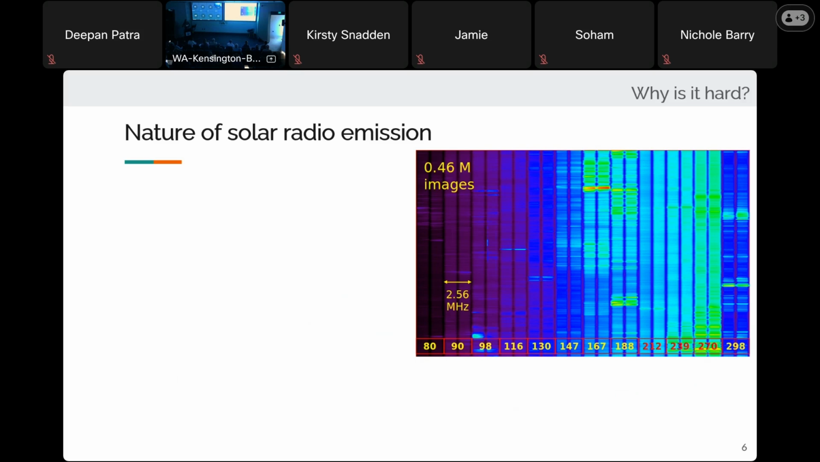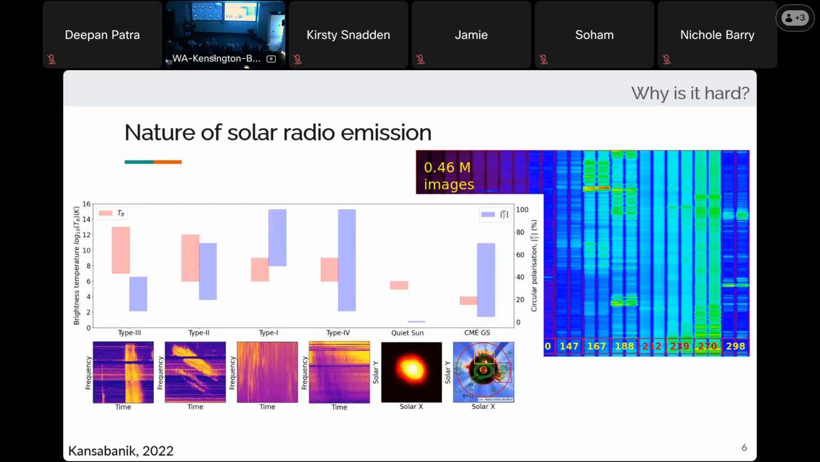So I can just sample it critically and do that. But the point remains that I have to image at very fine time and frequency resolution. The other thing which I want you to notice is this. The red boxes give you the brightness temperatures of these various well-known phenomena on the sun, different kinds of bursts, the quiet sun and CME gyrosynchrotron.